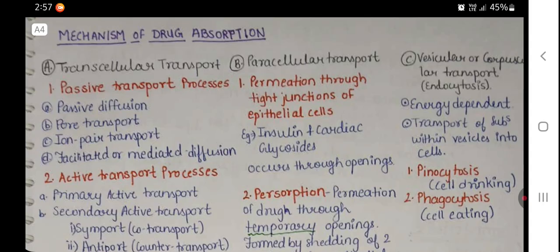Vascular or corpuscular transport, it is also known as endocytosis. It is an energy dependent process. In this the transport of substance within vesicles into the cells. Endocytosis is again divided into two. First is the pinocytosis and second is phagocytosis. Pinocytosis is nothing but cell drinking, and phagocytosis is cell eating.